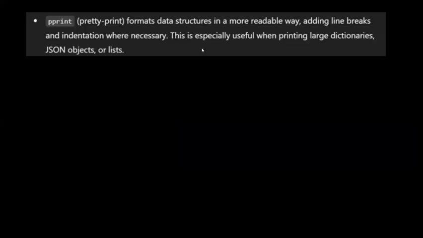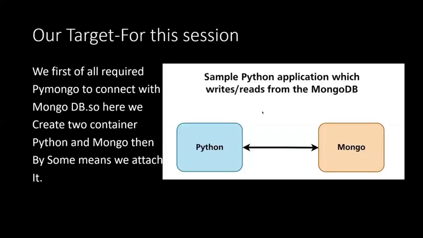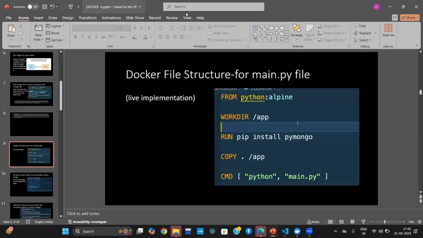Pprint is pretty print, which formats data structures in a more readable way, adding line breaks and indentation wherever necessary. This is specifically useful when printing large dictionaries, JSON objects, or lists. So till here, do all of you understand what I am trying to say, up to this point? Yes, Rudransh. Okay, so let's move here.